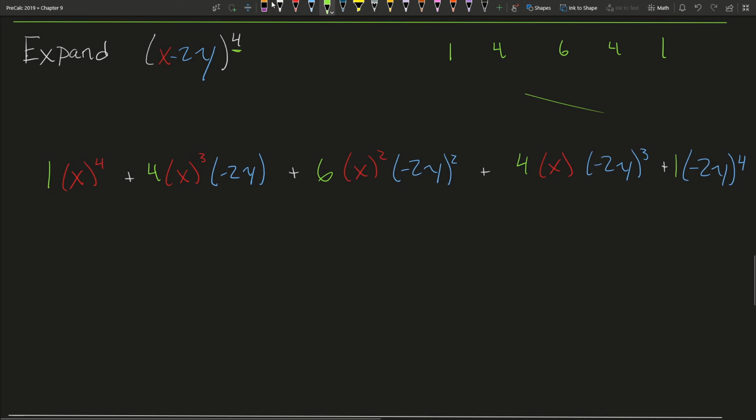Again, powers of x, powers of this first term, they're going to be decreasing, so it goes from 4 to 3 to 2 all the way to 0. Coefficients follow the fourth expansion and the Pascal's triangle, and then powers of our second term go from 0 all the way to 4. So again, are there questions about that? Because again, this can be confusing.